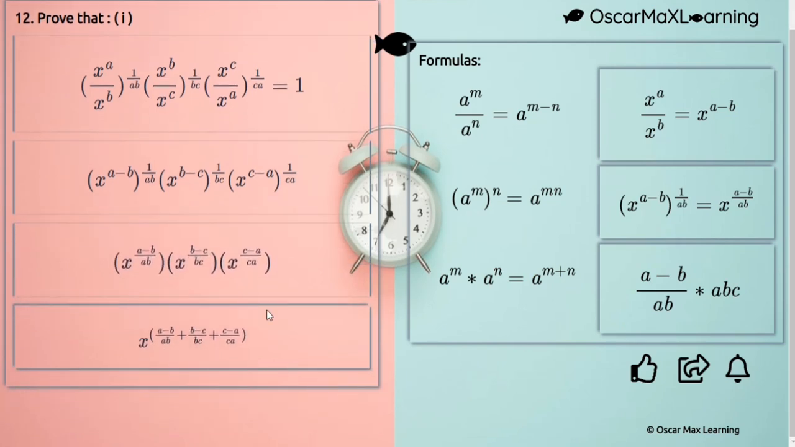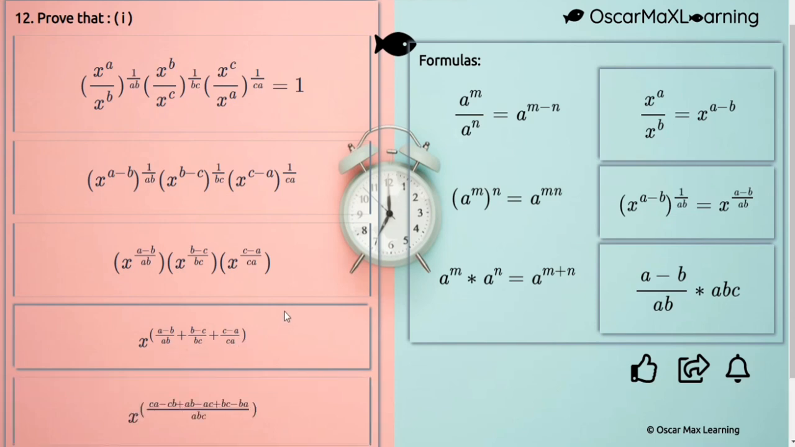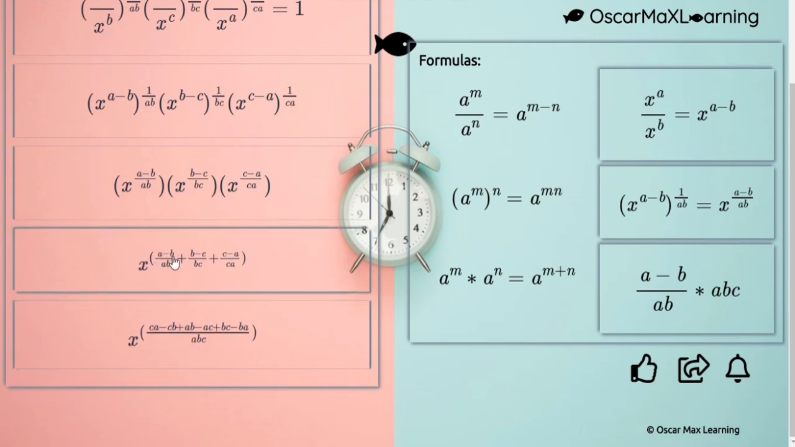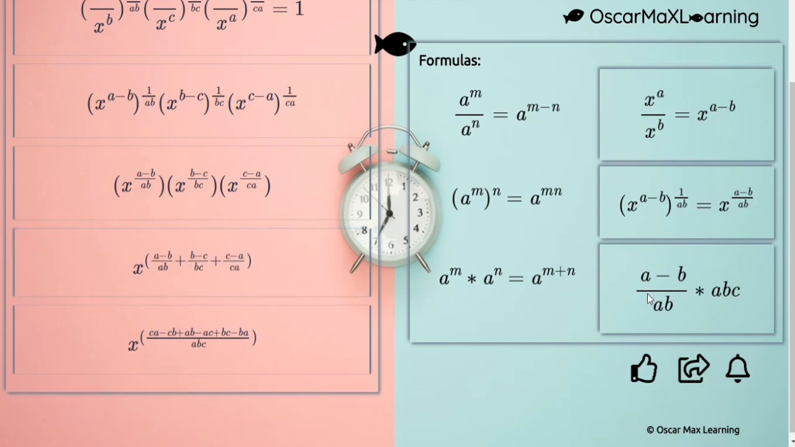Now I can't use any formulas to simplify this. So what I am going to do is solve the powers. That is, I need to take the LCM in order to solve this. So the LCM of ab, bc and ca will be abc. So the LCM is abc. Now I need to multiply this abc with each and every term here. So I have shown it for one term, the rest two are the same.